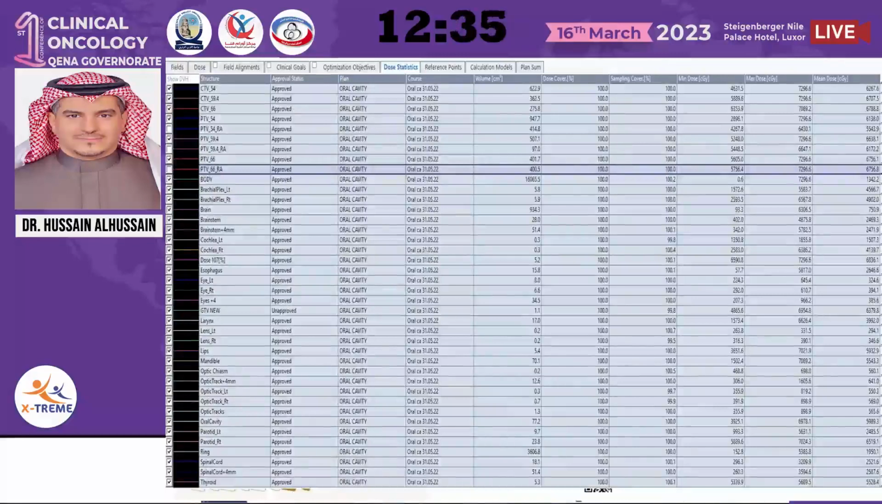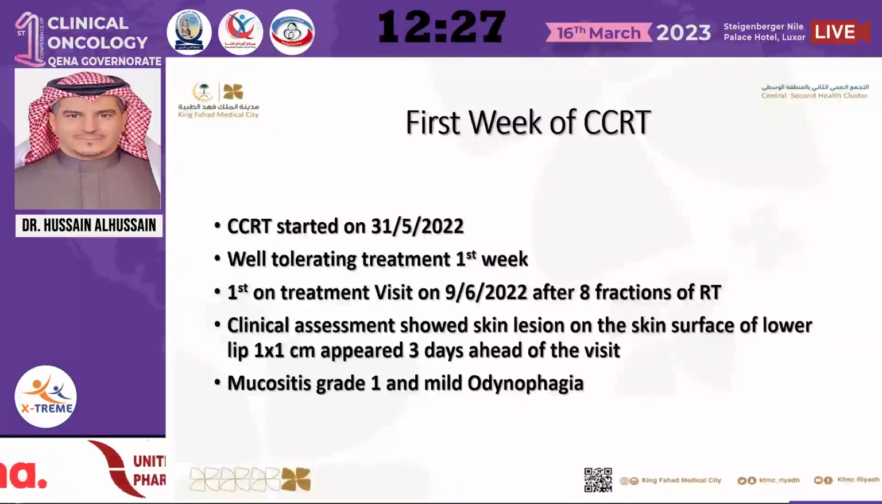Those statistics for all volumes, whether the clinical target volumes or the organs at risk. Next. At the first week of the concurrent chemoradiation, the patient was tolerating the treatment very well. After 8 fractions of radiation therapy, the patient was assessed and shown to have a skin lesion on the surface of the skin on the lower lip, measuring 1 centimeter by 1 centimeter, that had appeared 3 days before the visit, with mucositis grade 1 and mild odynophagia.